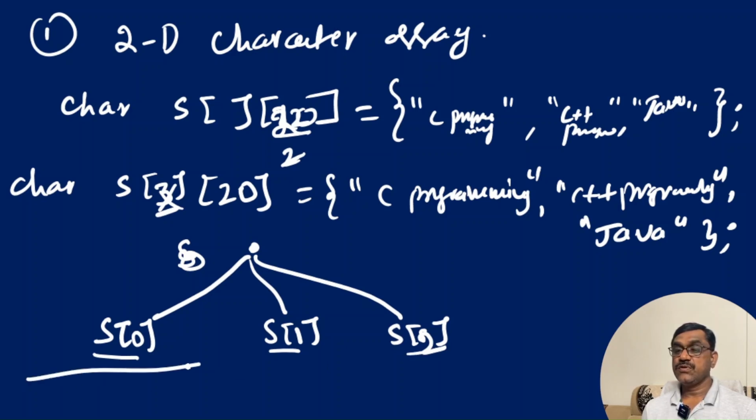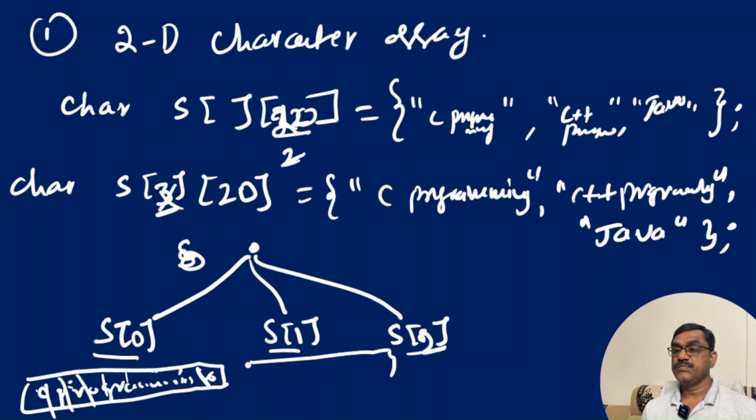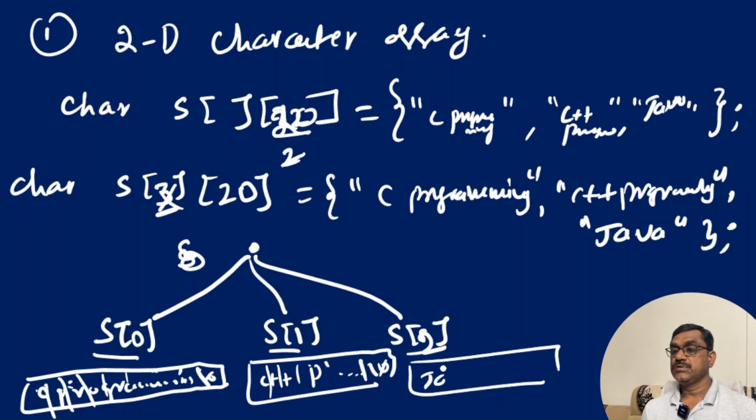This S of 0 is going to contain the string. What is the string? C programming. Everything is stored in character form, right? See, everything is stored character by character like this. S of 1 has C++ programming, this is one character, this is one character. So everything is stored, and the last character is null. The last one is Java, J-A-V-A, right? So the last character is the null character. So everything is stored like this.